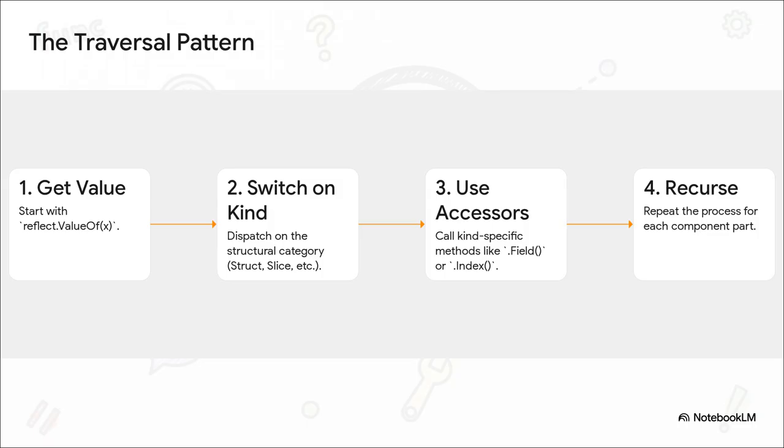Next, you switch on its kind. Then, based on that kind, you use a special method, like .field for structs or .index for slices, to get the parts inside. And then, you just do it again. You recurse. This exact pattern is the beating heart of tools like fmt.Printf and json.Marshal.